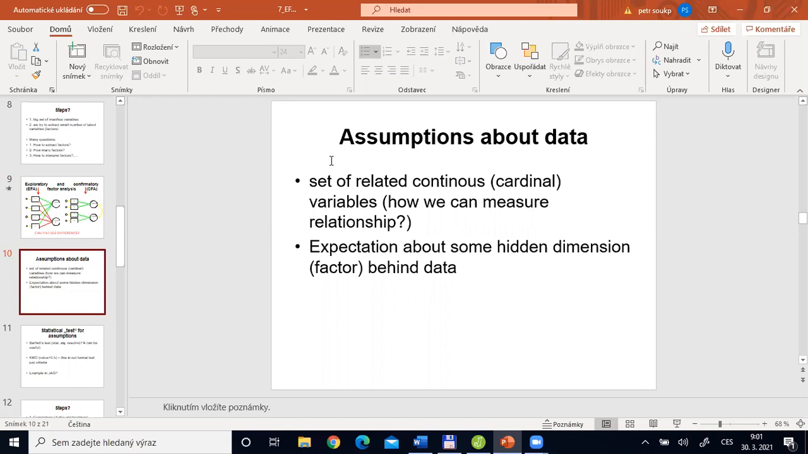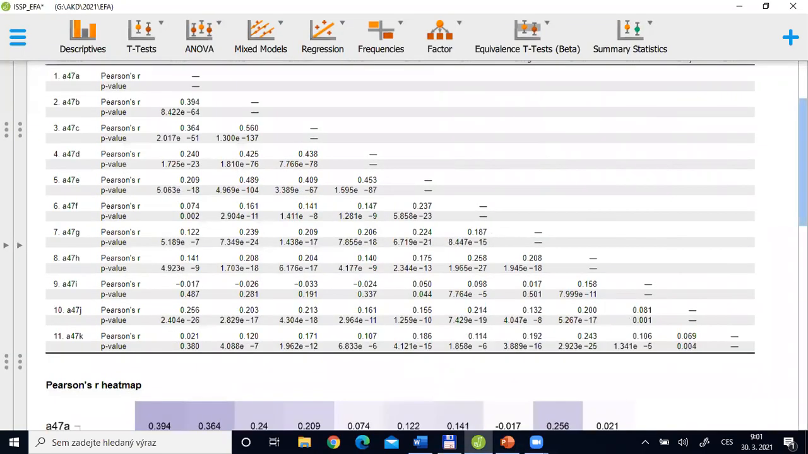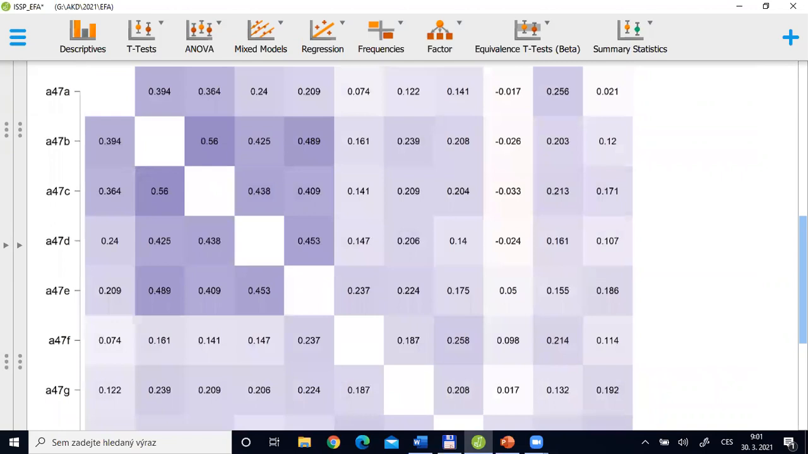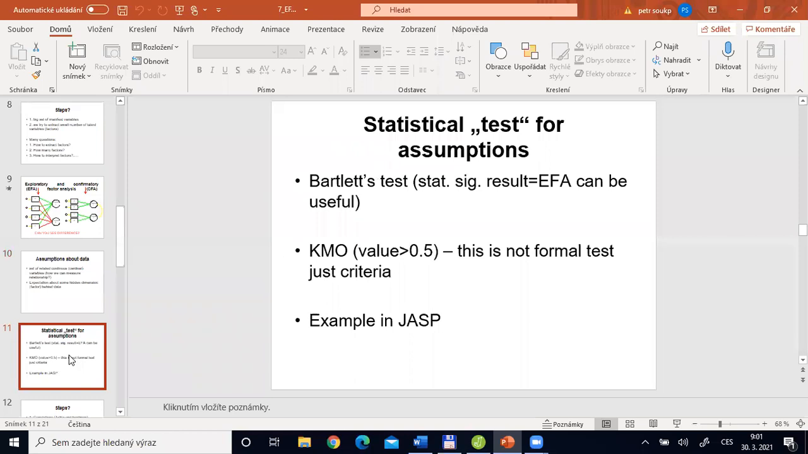And my expectation is that there is some hidden dimension behind my data. So if I expect that my variables are not related at all, I wouldn't apply exploratory factor analysis. That's the rule. If I'm not sure, I would perform correlations as the first step, such as this table or this heat map. And if I can see some patterns, for example, some items are closely related, I would perform factor analysis. So that's the first step. And let's go to the next step.